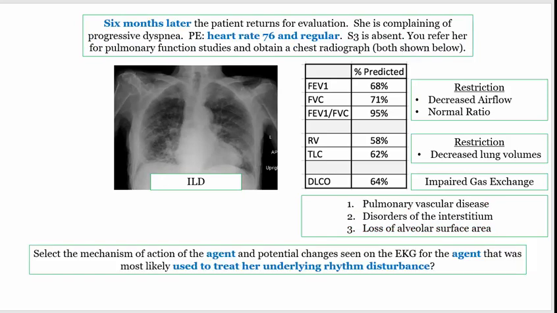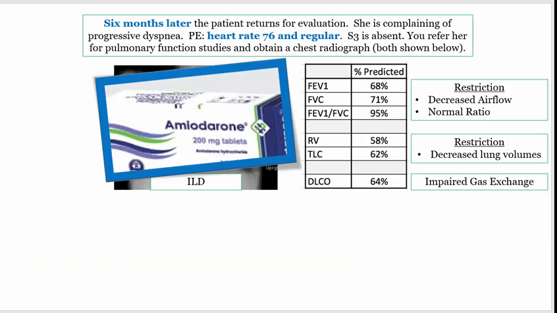And now we can return to our question. We are looking for an agent that is used to treat atrial fibrillation and is complicated by interstitial lung disease. Further, we know this is 6 months later and the patient has been restored to normal sinus rhythm. So what agent restores rhythm and can mess up the lungs? Obviously, they are talking about amiodarone.